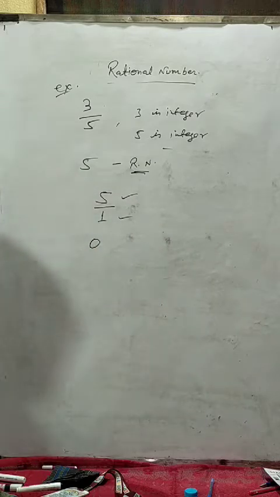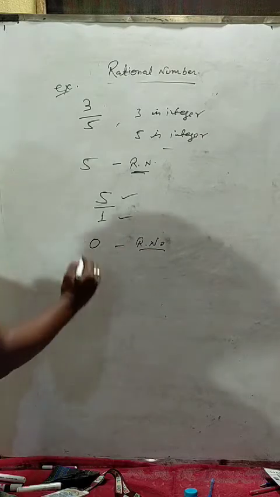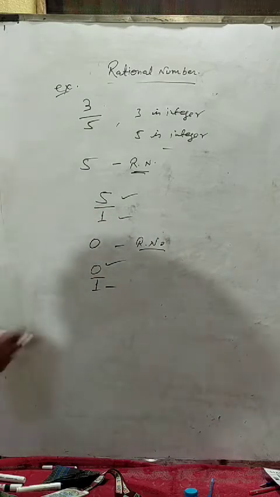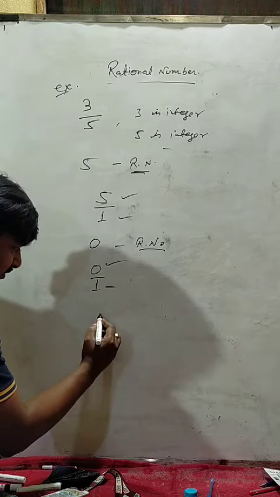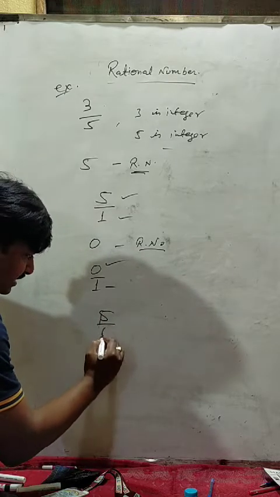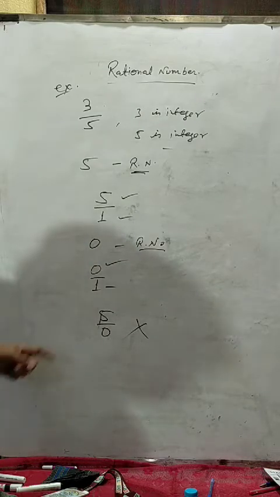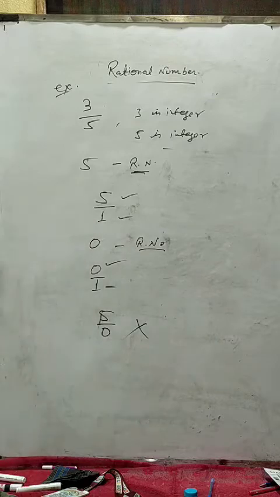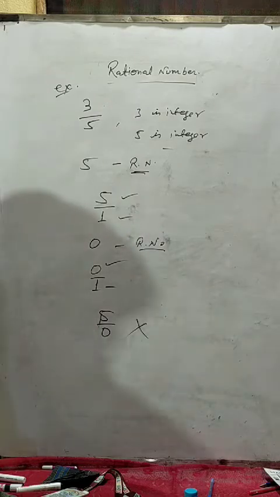0 is also a rational number because 0 can be written as 0 by 1, where 0 is an integer and 1 is an integer. But if we write 5 by 0, this is not a rational number, because in a rational number q should not be equal to 0, and here 0 is present. These are the examples of rational numbers.